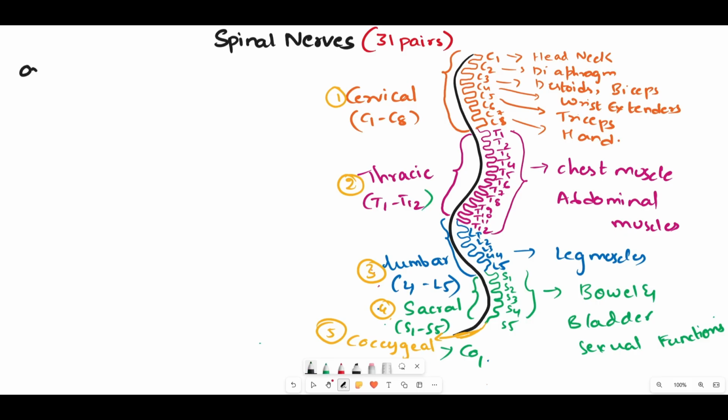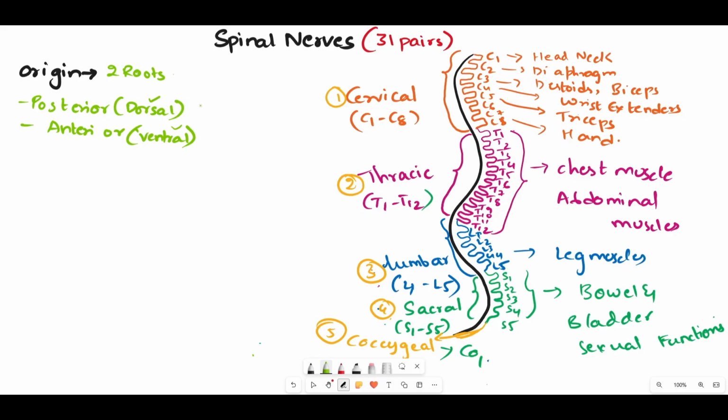Now let's try to know its origin. Each spinal nerve is formed by the union of two roots. One is the posterior root, which is also called the dorsal root, and the other one is the anterior root, which is also called the ventral root. In the posterior root, mostly sensory fibers are present, whereas in the anterior root, motor fibers are present. The posterior root also has a dorsal root ganglion.